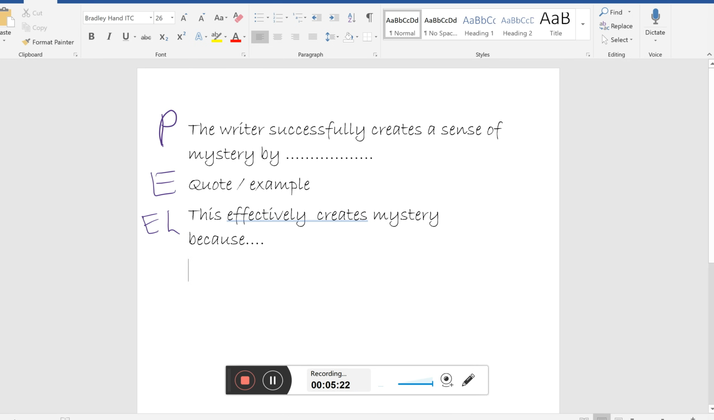but I think the best way to think about it is, if you have a look here, I find a lot of my students, the ones that are aiming for 4s or 5s, which is most of my students, find this quite helpful. So we use PEEL paragraphs. So the writer successfully creates a sense of mystery by, and then you choose a bit of the text where you think the writer's trying to create mystery. Then you give a little quote from that text, or just explain a little bit about what's happening in that bit of the text. And then this is the really important bit of the paragraph.